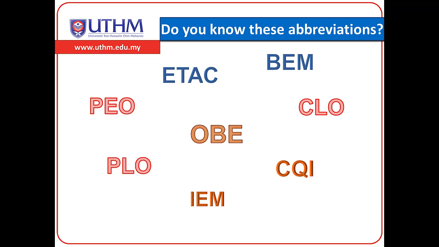There are a few abbreviations that you must know. OBE, outcome-based education, PEO, program educational objectives, PLO, program learning outcomes, CLO, course learning outcomes, CQI, continuous quality improvement, ETAC, that is your accreditation body, and BEM is the Board of Engineers Malaysia. And IEM is a society.